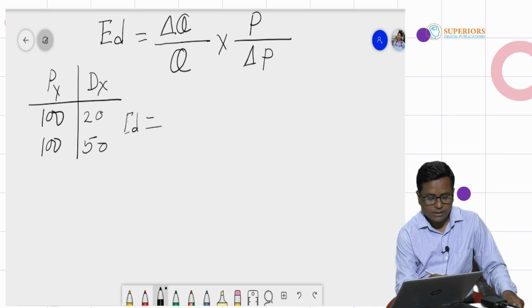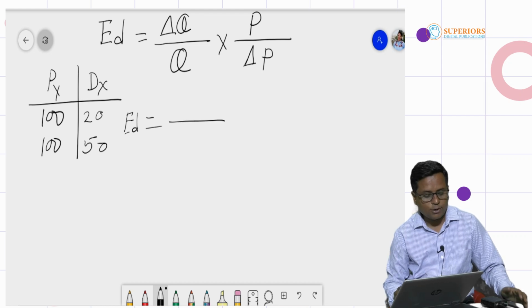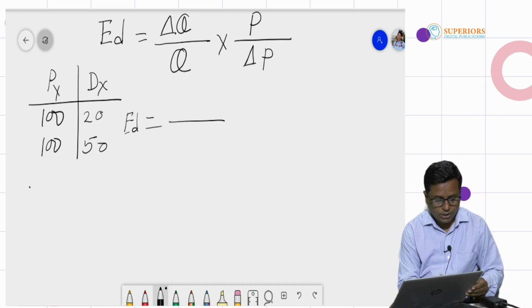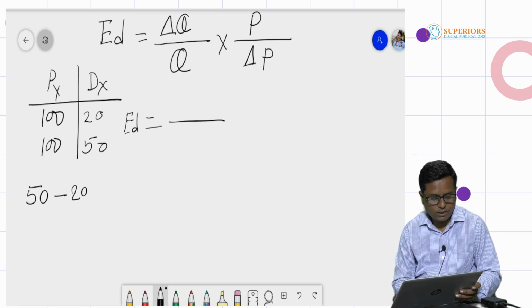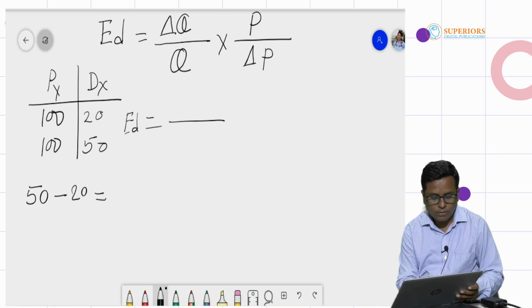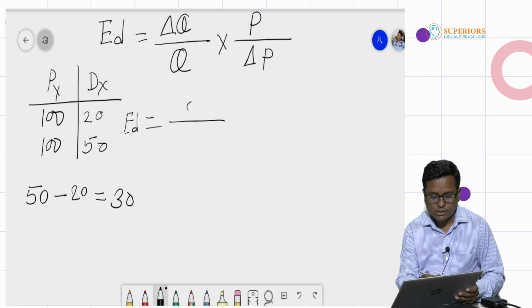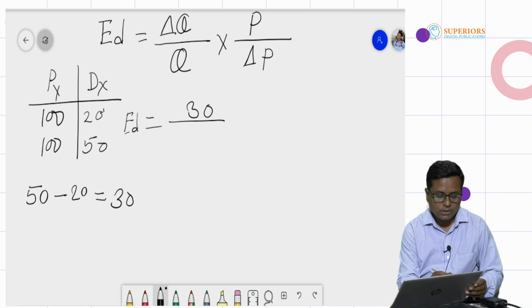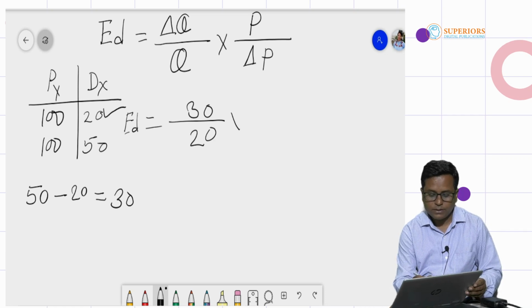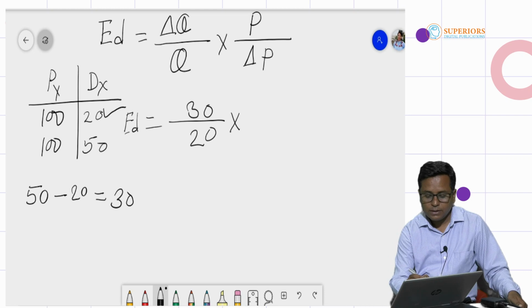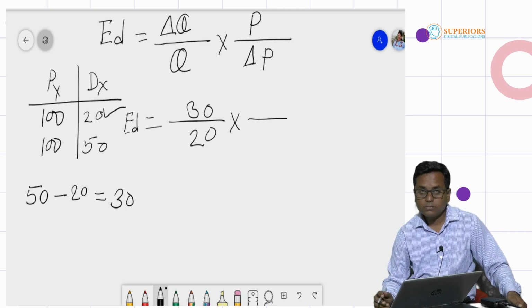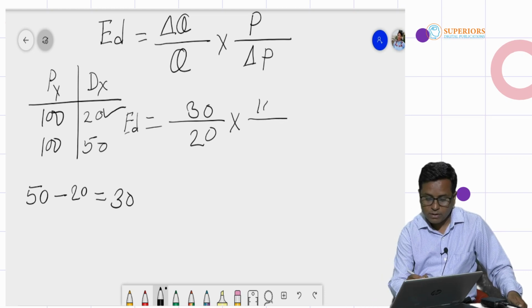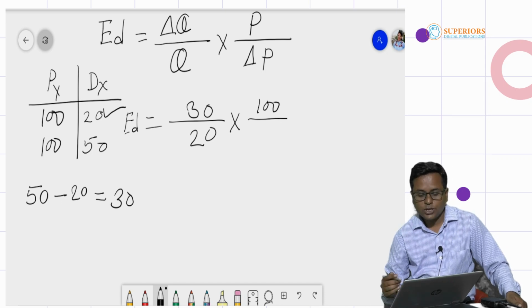Elasticity of demand is equal to delta Q. Delta Q means change in demand. Change in demand means new demand minus original demand. New demand is 50 units, original demand is 20 units. So the change in demand is 30 units. Here delta Q is 30. Original demand is 20 into price. Original price is 100.